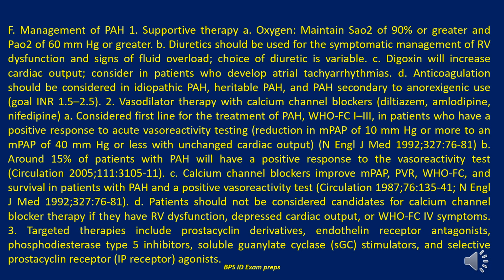D. Patients should not be considered candidates for calcium channel blocker therapy if they have RV dysfunction, depressed cardiac output, or WHO-FC 4 symptoms. 3. Targeted therapies include prostacyclin derivatives, endothelin receptor antagonists, phosphodiesterase type 5 inhibitors, soluble guanylate cyclase (sGC) stimulators, and selective prostacyclin receptor (IP receptor) agonists.